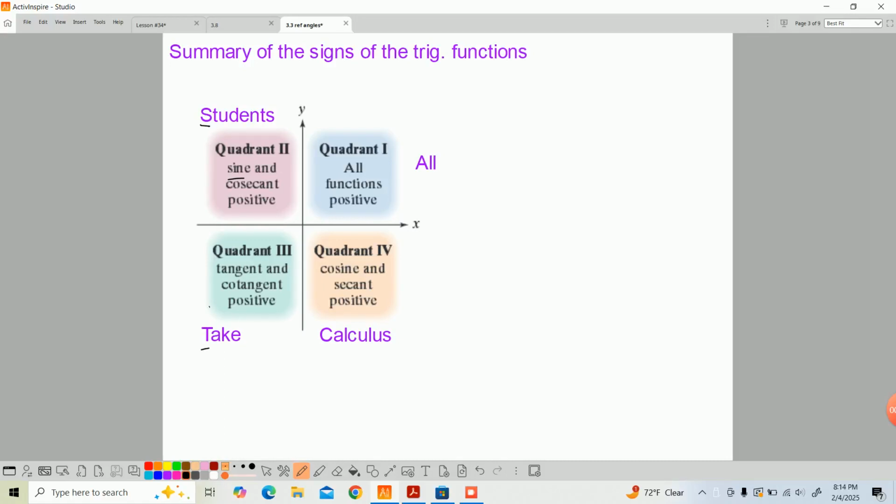T stands for tangent, right? All students take calculus. T stands for tangent, and its reciprocal cotangent, positive there in quadrant 3. And C stands for cosine, and its reciprocal secant, right? But again, let's focus on the original three, sine, cosine, and tangent, okay?